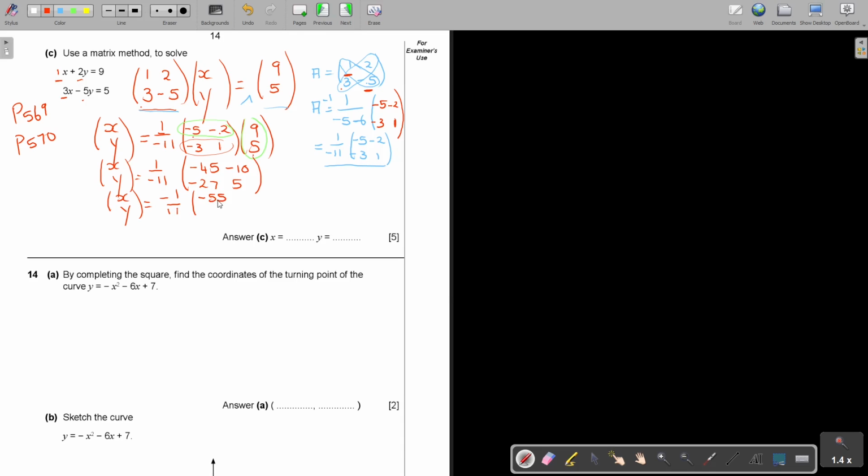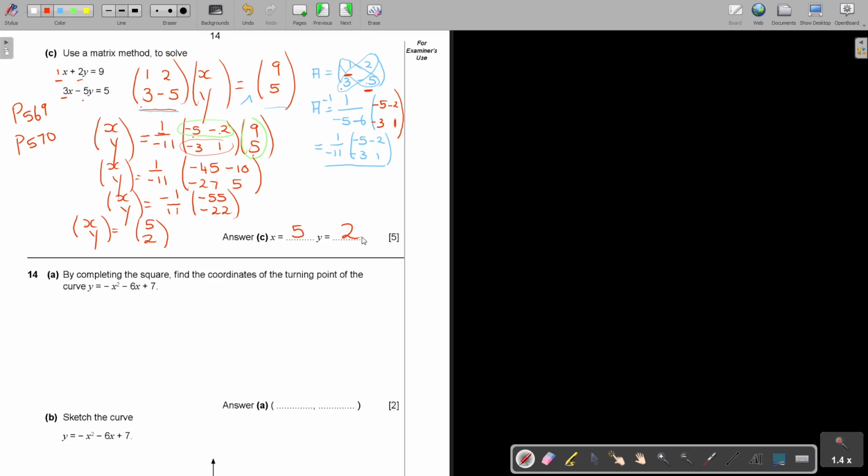So just simplify that matrix. It must become negative 55 and negative 22. Now it's easy, because I can see this is coming out nicely. A negative times a negative is a positive. So 55 divided by 11, what is that going to be? 5. And 22 divided by 11, what is that going to be? 2. Therefore, I can say the value of x is going to be 5, and the value of y is going to be 2.